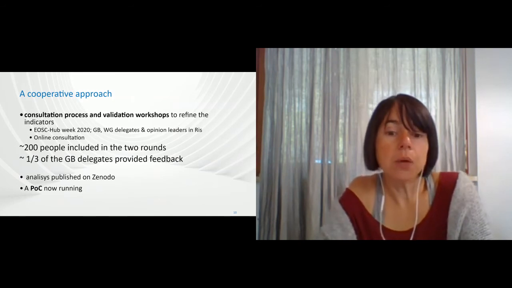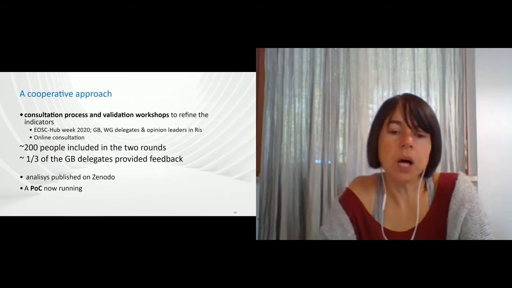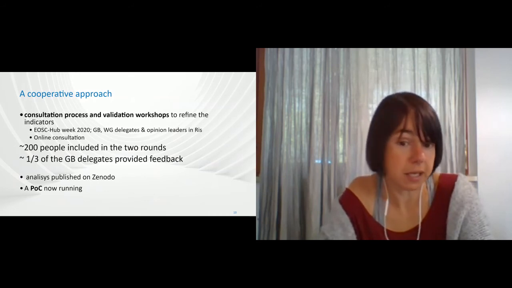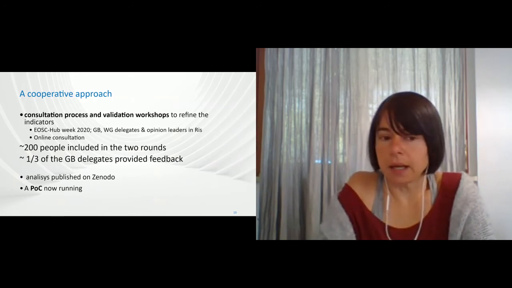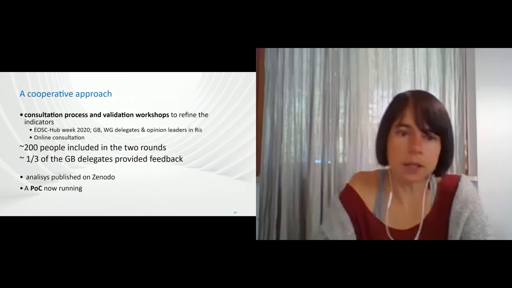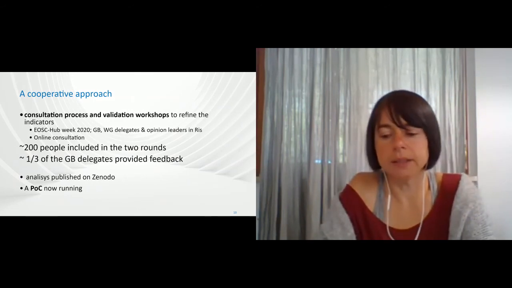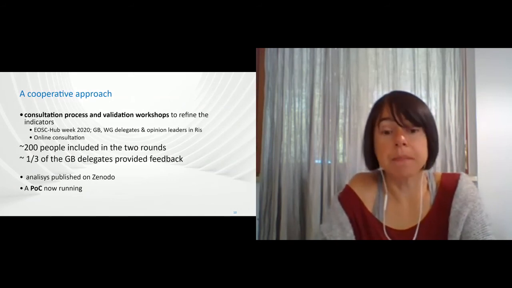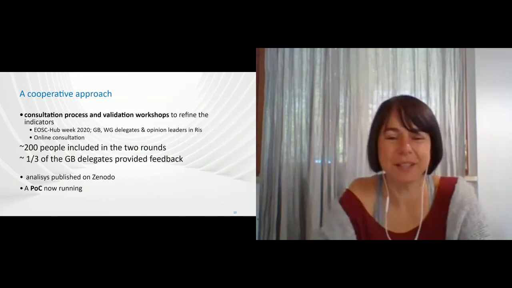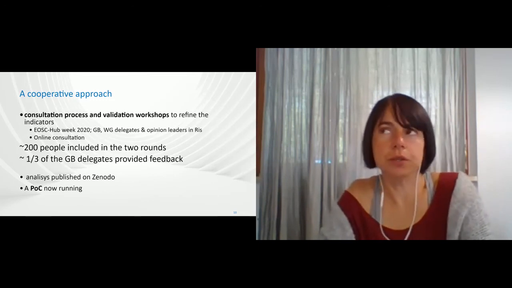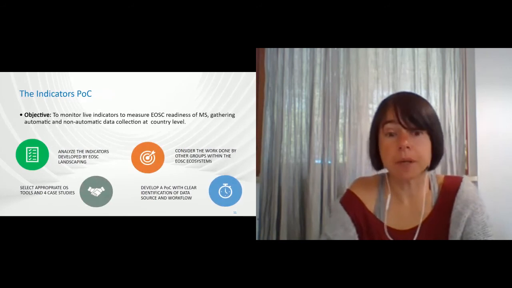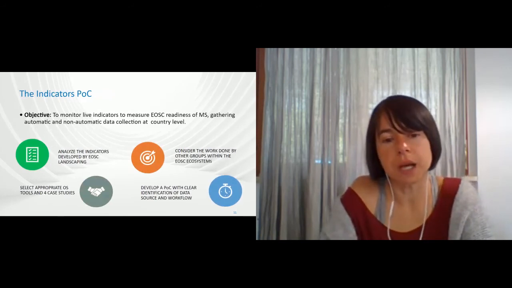So in the 2 rounds, we included around 200 people, most of whom were directly or indirectly involved in the governance of the European Open Science Cloud. And about 1/3 of the governing board of the EOSC, which for those who are not really into EOSC are the member states delegates, responded to provide feedback. The analysis is published on Zenodo, so you can learn quite a lot from it, or get in touch.